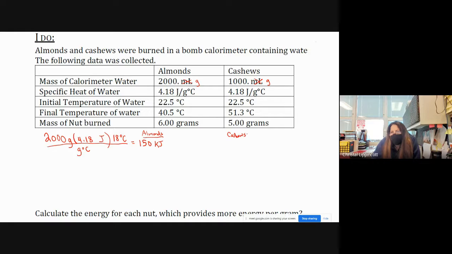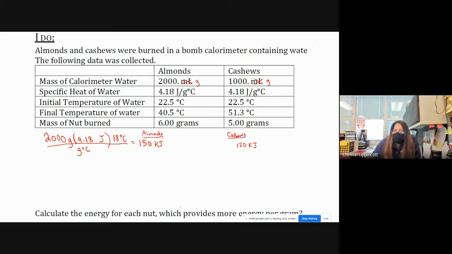For the temperature, this is not the answer. 28 is the temperature. All right, did you get 120 kilojoules? Yes, you did.